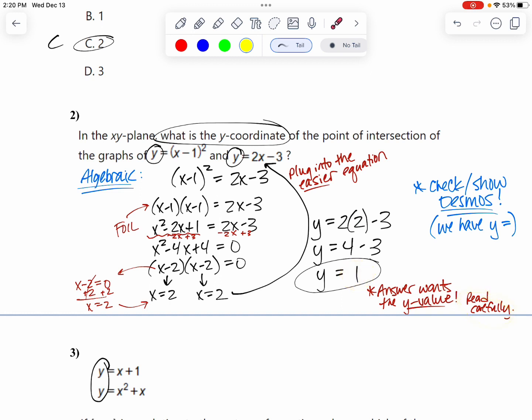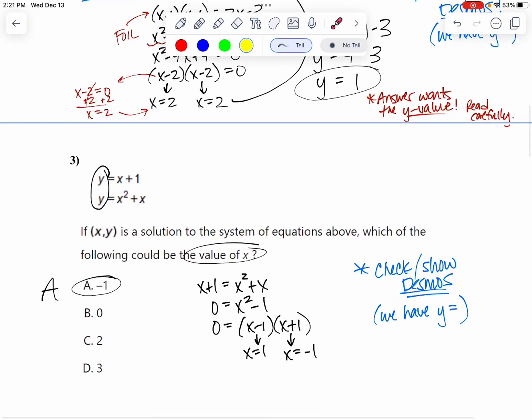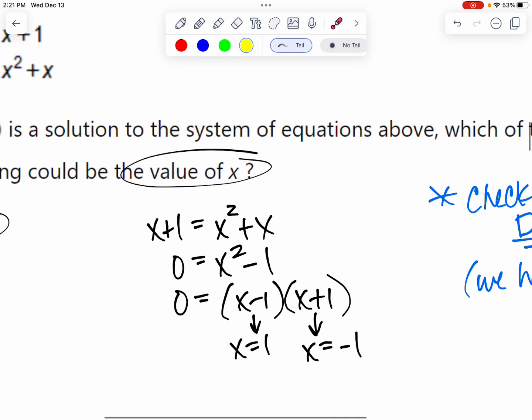Read carefully. Some of the questions are multiple choice. Some of them are type in what your answer is. This answer you should be typing in as 1. For number 3, I've got a very similar type of problem. They're both equal to y, so I'm going to equal them to each other. This equals this. And again, what I need to do is combine like terms.